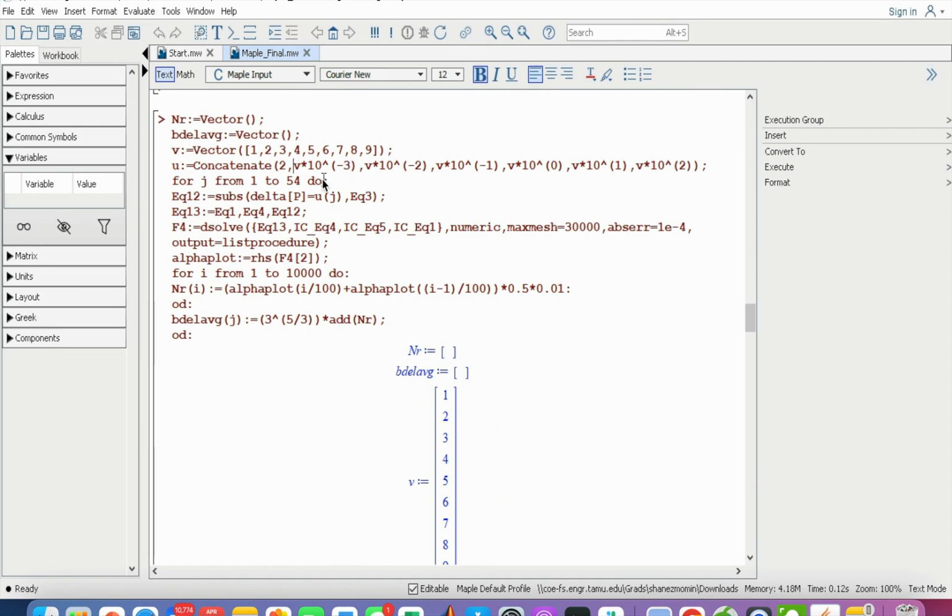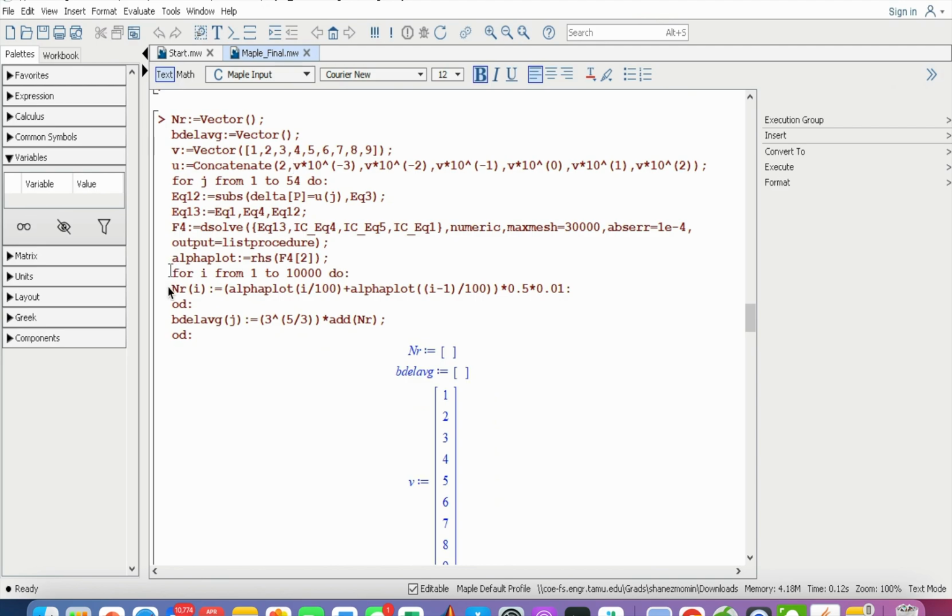The next segment consists of two nested loops. The outer loop is used to define the similarity variable ODEs at different delta P values, and obtain the numerical solution of coupled ODEs via dsolve command. Then we extract the alpha values from the solution procedure and move on to the inner loop.